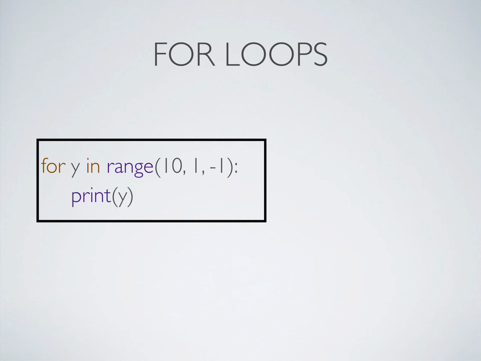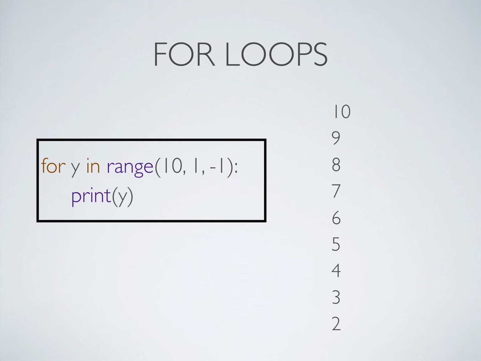So in this case, same sort of idea. The start here is 10, so the first value is 10. The skip is -1, so we're going down by 1 each time, which means the next one is going to be 9, then 8, 7, 6, 5, 4, 3, 2, and that's it. Remember, you do not include that stopping number. We do not include 1.